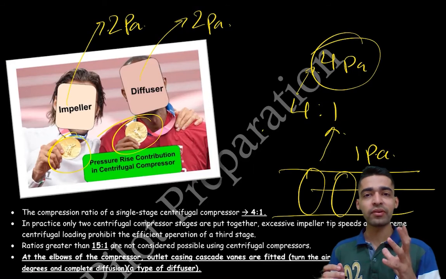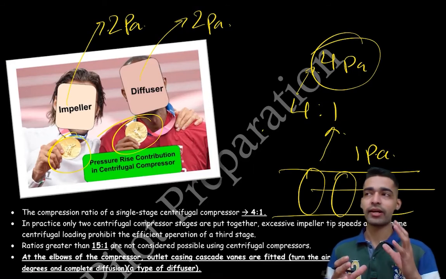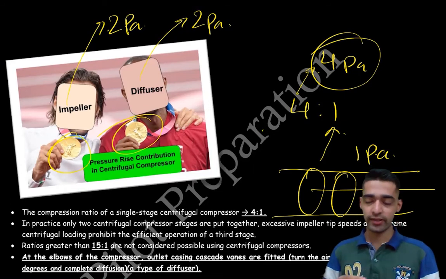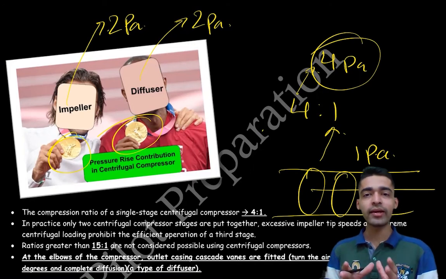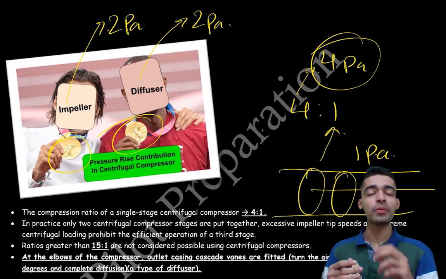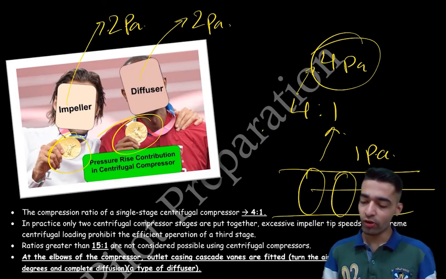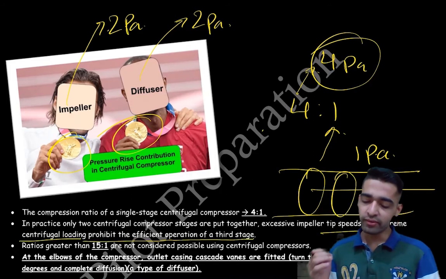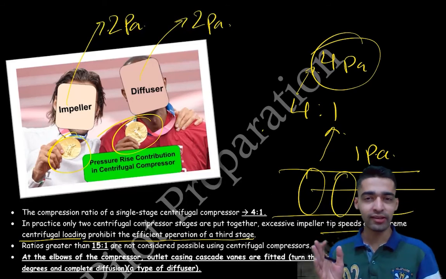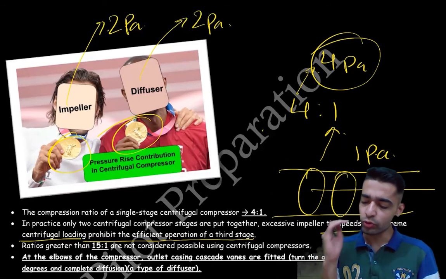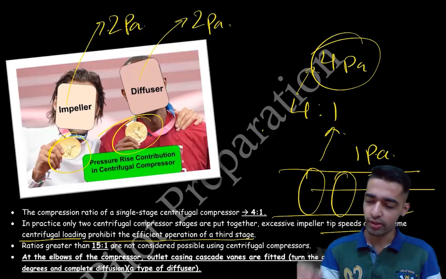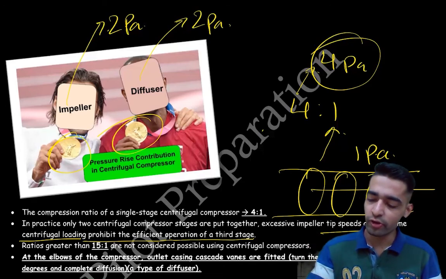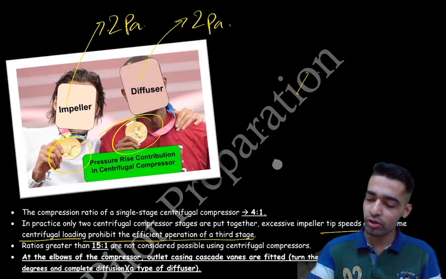because every compressor takes a lot of energy and it takes a lot of fuel to rotate, right? So we don't want to make our engine non-profitable. Otherwise, we will be costing a lot to the passenger. And also, the tip speeds at the extreme centrifugal loading prohibit the efficient operation of the third stage. So that is the reason we avoid the third stage and we only have 2 stages of centrifugal compressor. With 2 stages, we get a good compression ratio.